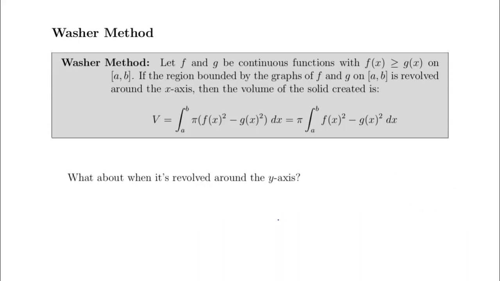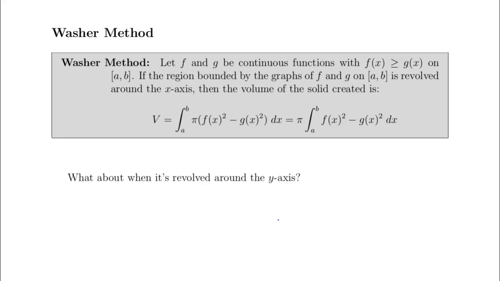So let's just summarize the washer method here. The washer method says that if you have two functions like this, where f of x is greater than g of x, and they're both continuous, then when we look at the area bounded between those and revolve it around the x-axis, we just have to make sure we subtract the area of that inner part.